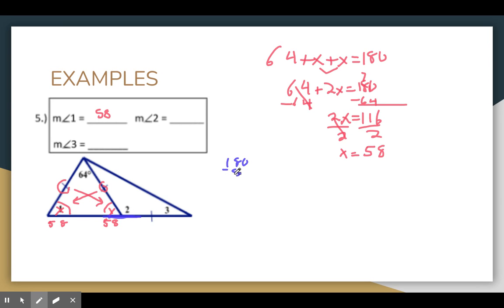180 minus 58. All right, again, we have to borrow. 10 minus 8 is 2. 7 minus 5 is 2. 1 minus nothing is 1. So that means the measure of angle 2 is 122.